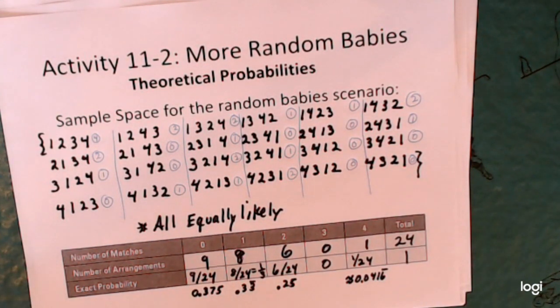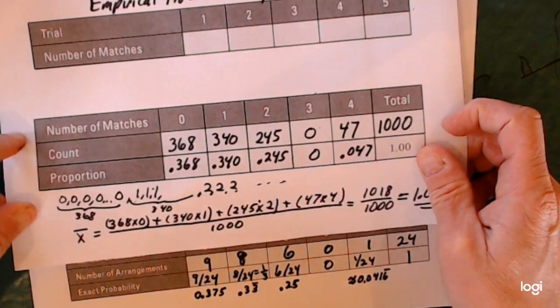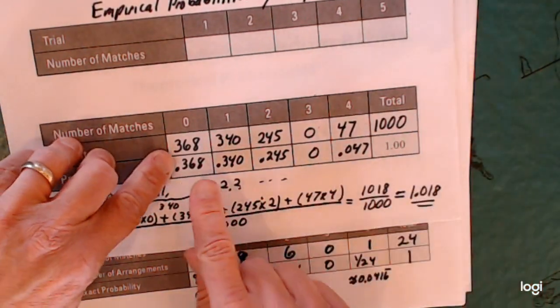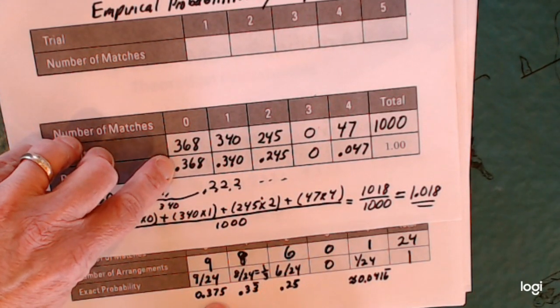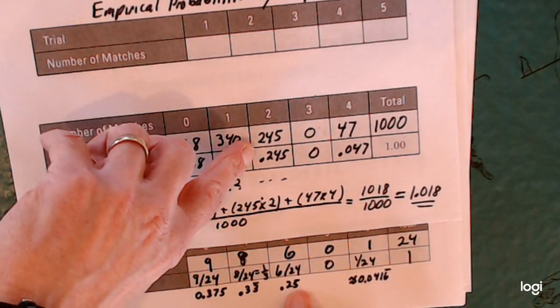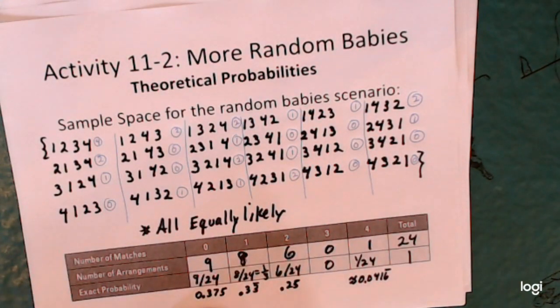All right, so those are our theoretical probabilities. So this says that you have a 37.5% chance of getting no matches, a 33% chance of getting 1 match, a 25% chance of getting 2 matches, and just about a little over 4% chance of getting 4 matches. And look how that compares to what we found in our computer simulation, right? It was pretty good, right? 37% versus 37.5%, 34% versus 33%, close to 25%, and close to 4%, right? So our simulation gave us a very nice approximation.